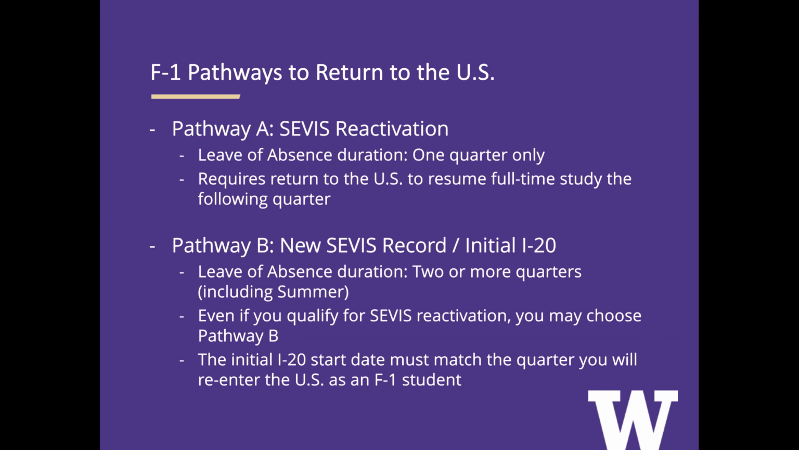The second option is to request a new SEVIS record or an initial I-20, which we call Pathway B. Pathway B is generally utilized by students who have been absent for 2 or more quarters, including summer, but students who qualify for SEVIS reactivation may still choose Pathway B. When you receive an initial I-20, the I-20 start date must match the quarter you will re-enter the U.S. as an F1 student.